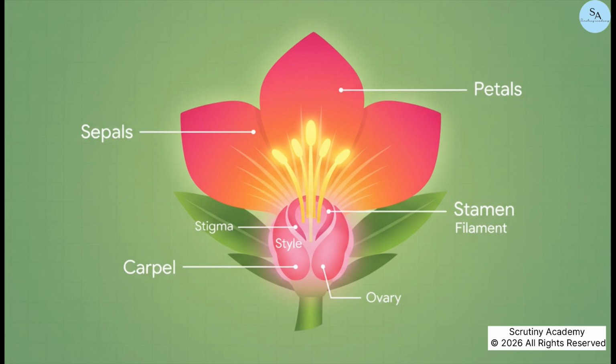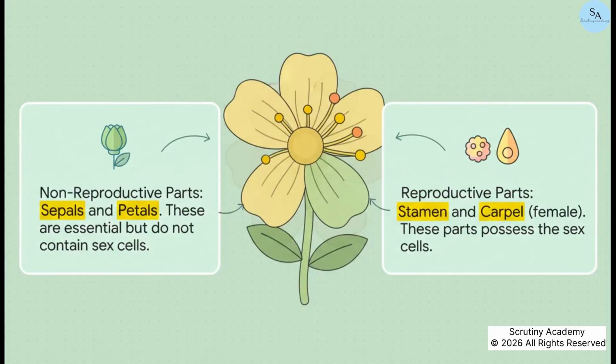We've got the sepals down at the base, those colorful petals, the stamen, that's the male part that makes the pollen, and right in the middle, we have the carpel, which is the female part that holds the future seeds. For your exam, you've got to know the difference between the parts that don't reproduce and the parts that do. Think of them as two groups.